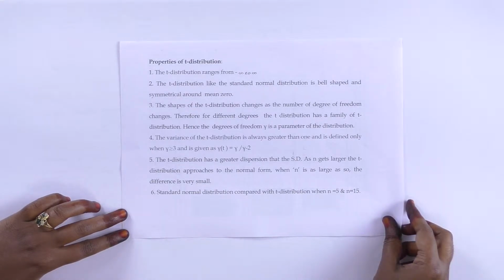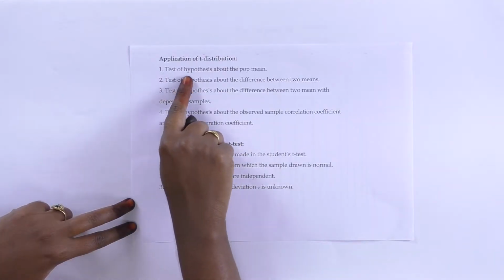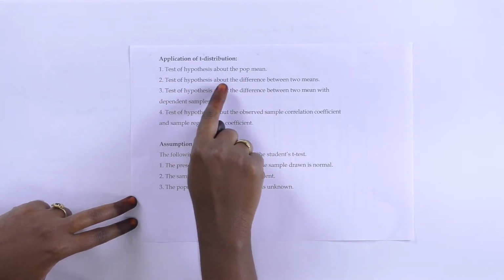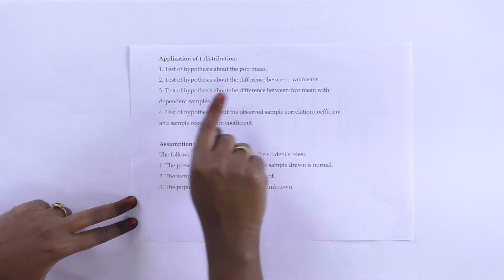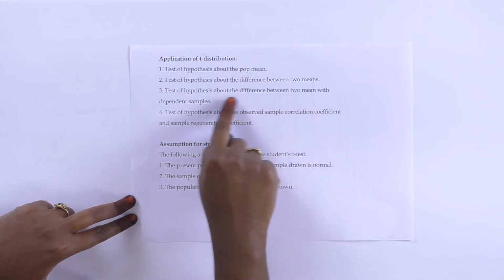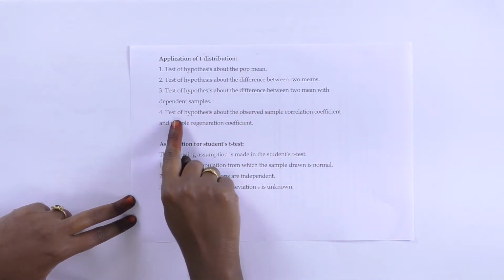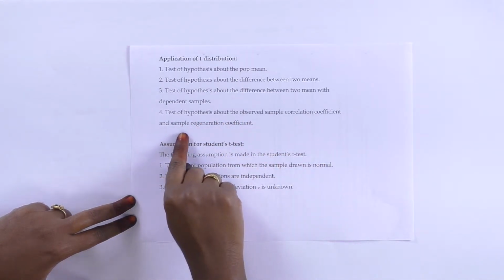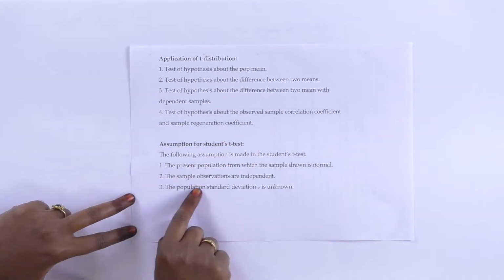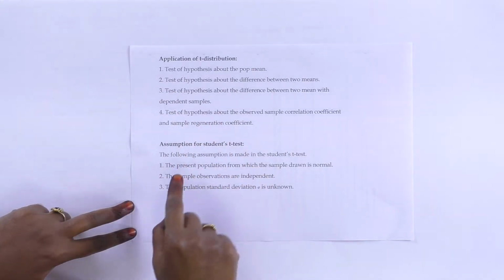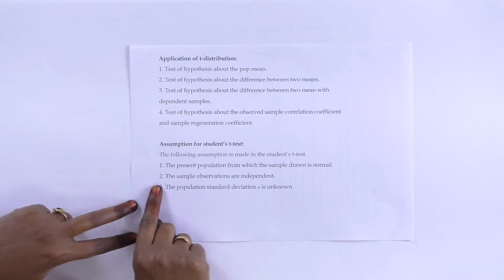Next we are going to discuss the applications of the t-distribution. First point, test the hypothesis about the population mean. Second point, test the hypothesis about the difference between two means. Third, test the hypothesis about the difference between two means with dependent samples. Fourth, test of hypothesis about the observed sample correlation coefficient and the sample regression coefficient. These are the types of hypothesis tests for small samples.